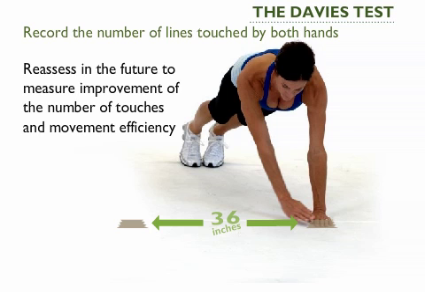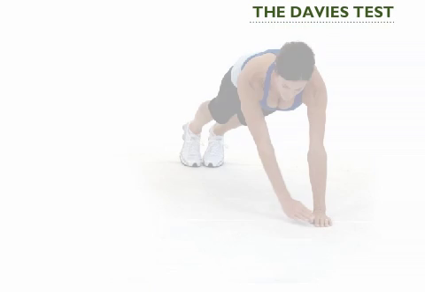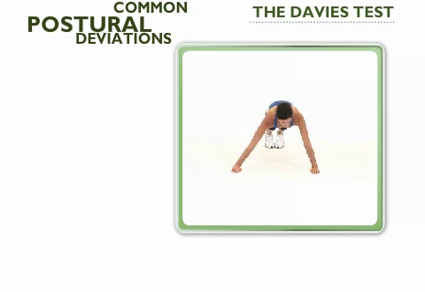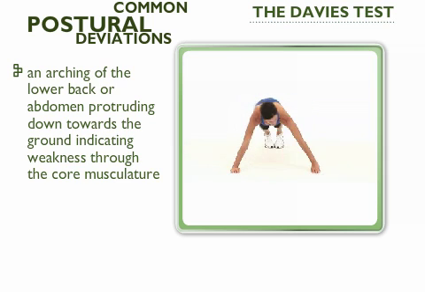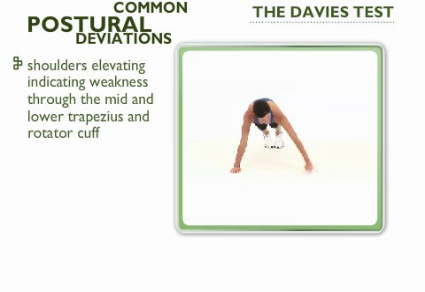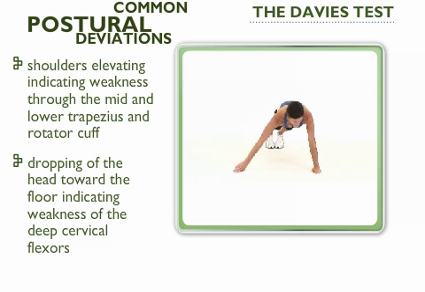Reassess in the future to measure improvement of the number of touches and movement efficiency. While performing this assessment, also look for any overall deviations in posture. Some common postural deviations include an arching of the lower back or abdomen protruding down towards the ground, indicating weakness through the core musculature. Shoulders elevating, indicating weakness through the mid and lower trapezius and rotator cuff. And dropping of the head toward the floor, indicating weakness of the deep cervical flexors.